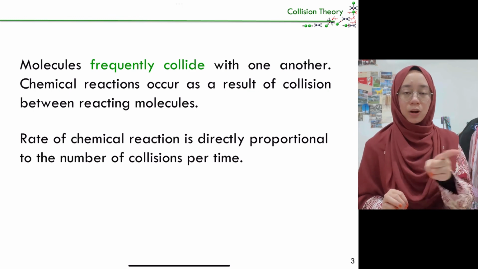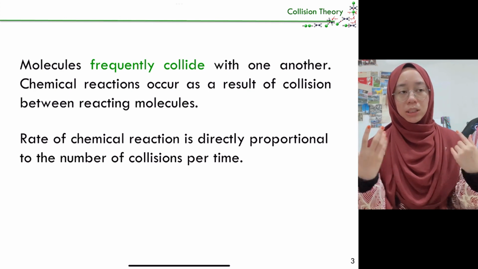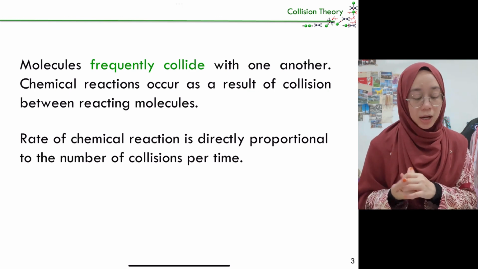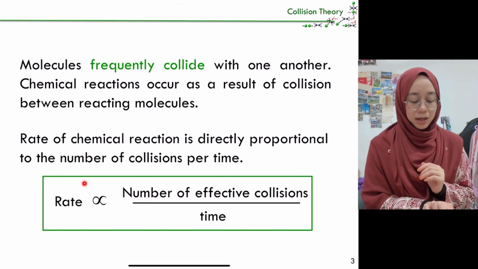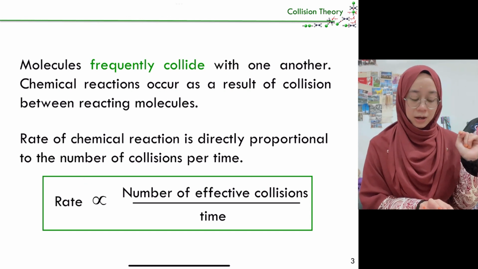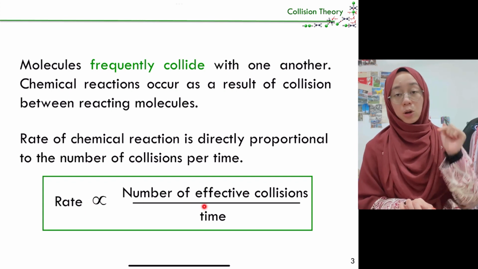Okay, so kita akan tengok apa effective collision lepas ni lah. Basically, as the number of collisions increases, the number of effective collisions pun akan increase juga. So as you can see from here, if the rate is fast, meaning the number of effective collisions is also higher. However, if the rate is slow, meaning the number of effective collisions is lower.